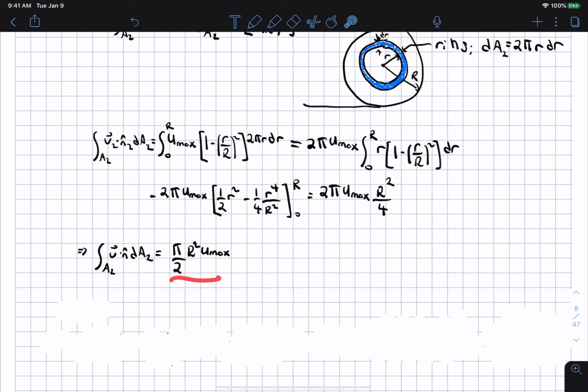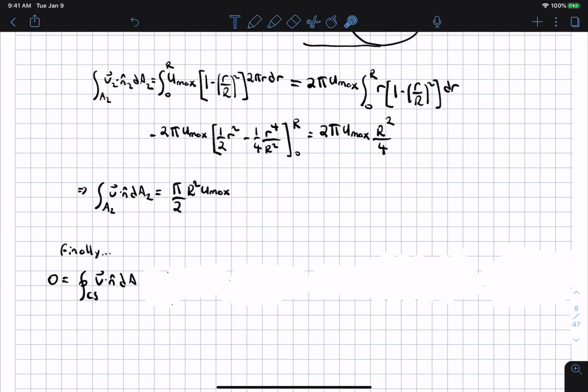Okay, so we know both of the non-zero contributions to the surface integral. So finally, we have that 0 is equal to the integral of v dot n hat dA over the entire control surface. And the only contributors to that for this problem were the volumetric flow rate through the inlet and the volumetric flow rate through the outlet. We formed both of these integrals, so we can just substitute in the results.